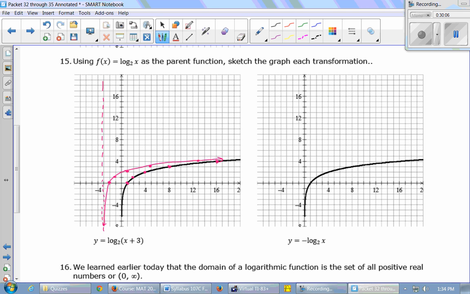So I just shifted my new parent, and I only know what it looks like because we sketched it earlier by reflecting 2 to the x over the line y equals x. And now I know what that looks like, so I can graph its transformations.